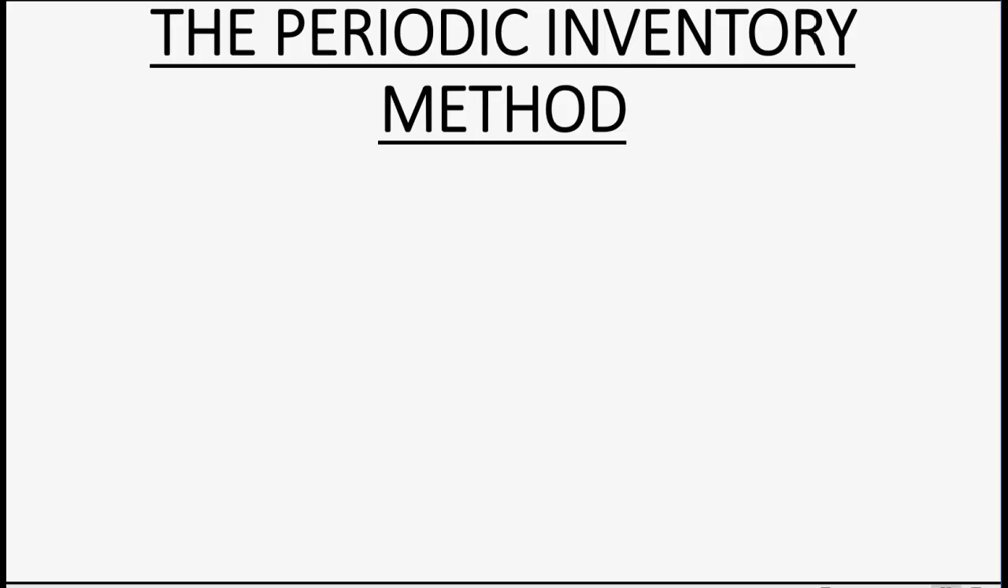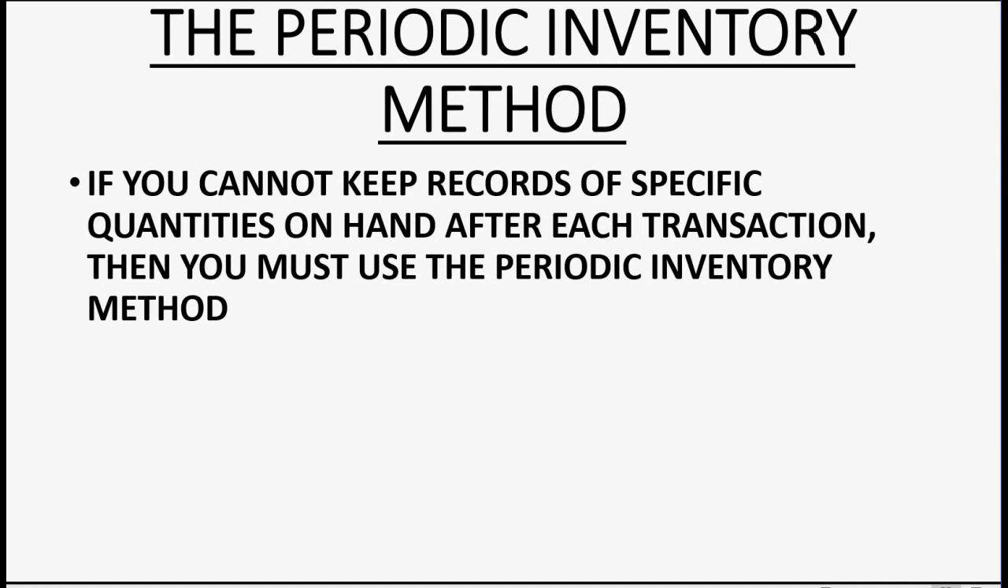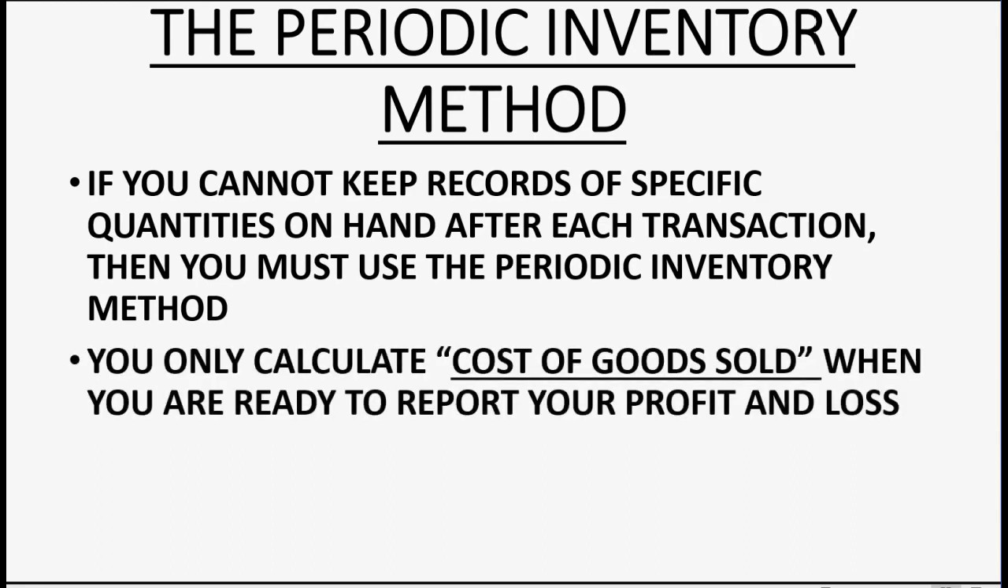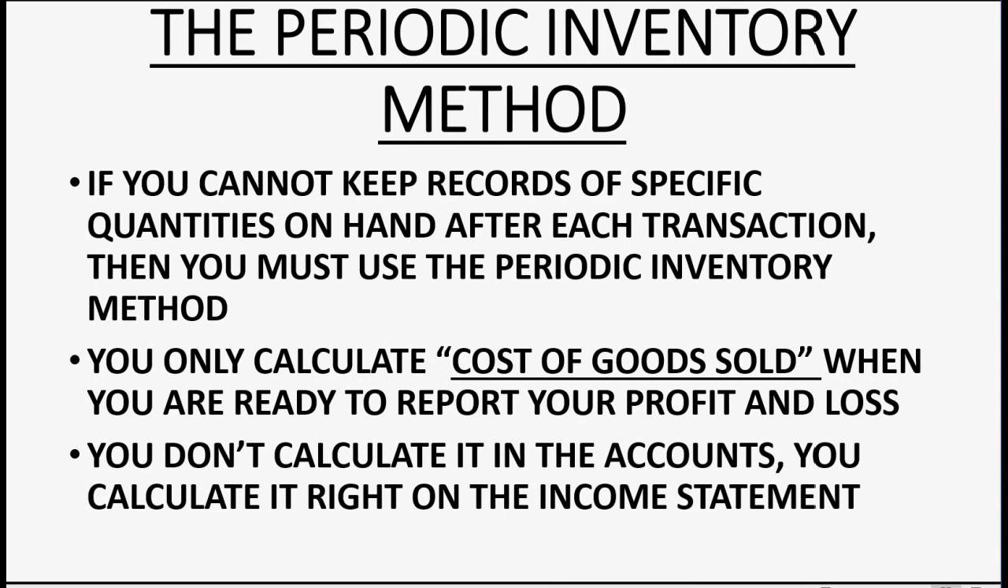The periodic inventory method is appropriate if you cannot keep records of specific quantities on hand after each transaction. If that's the case, then you must use the periodic inventory method of recording your transactions. You see, with this method, you can only calculate cost of goods sold when you are ready to report your profit and loss and the rest of your financial statements. You don't calculate it in the accounts like we learned with the Perpetual method. You instead calculate the cost of goods sold right on the income statement.